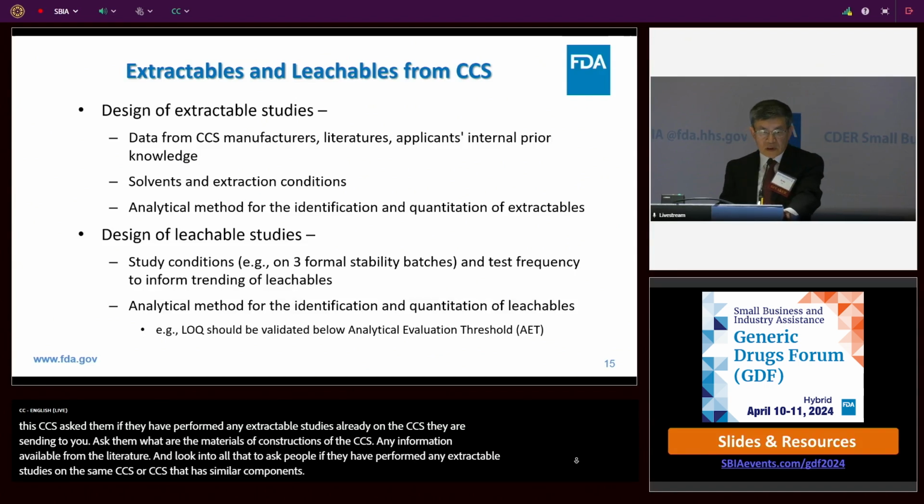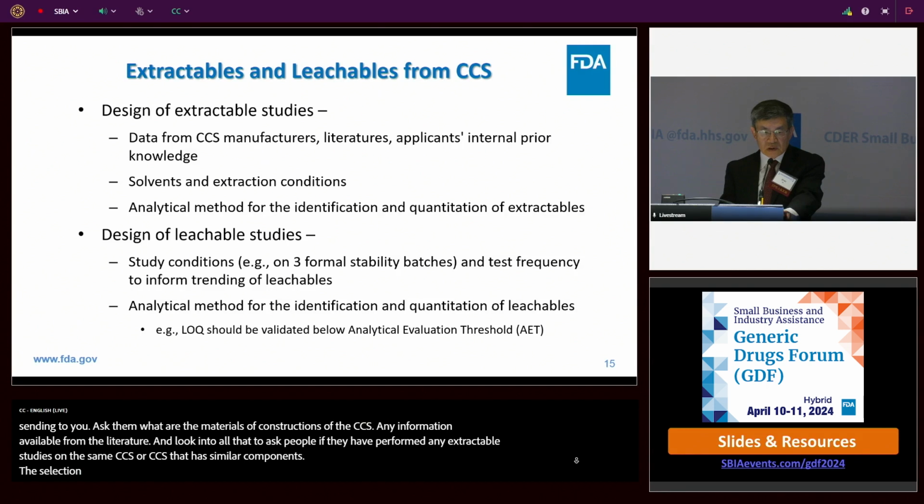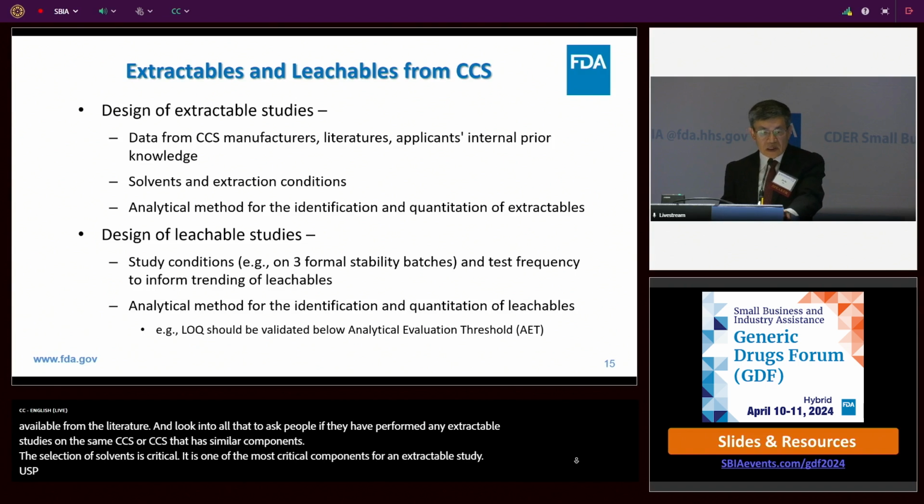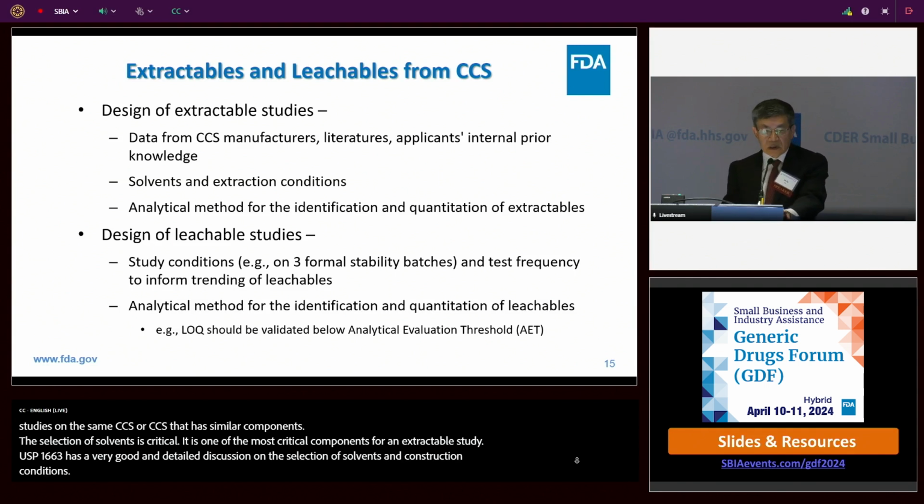The selection of solvents and extraction conditions is always very, very critical. It's one of the most critical components of the extractable study. And USP 1663 has a very good and detailed discussion on the selection of solvents and extraction conditions. I'm not going to repeat it here. You can always go and read that chapter. It is very informative.